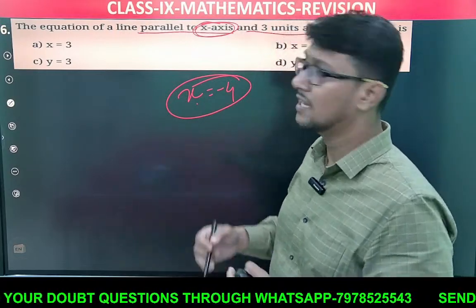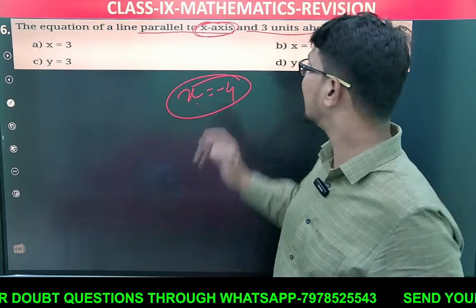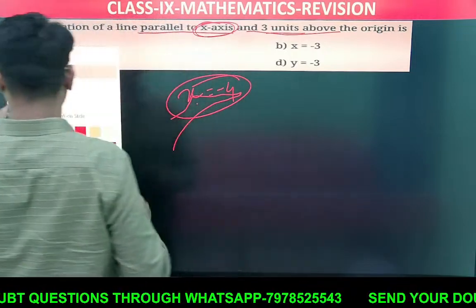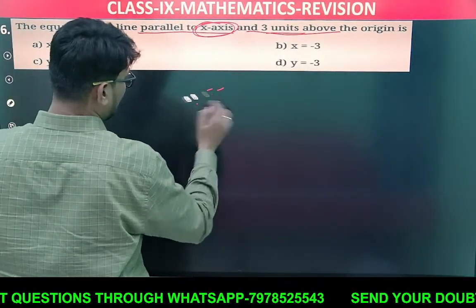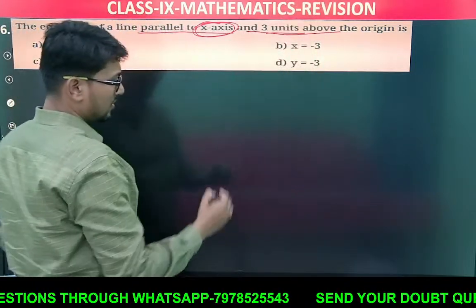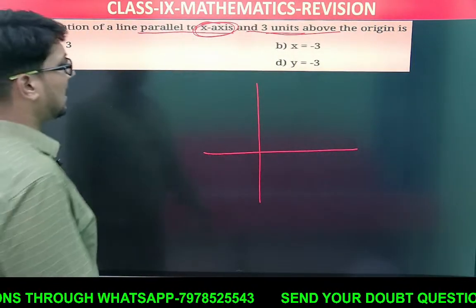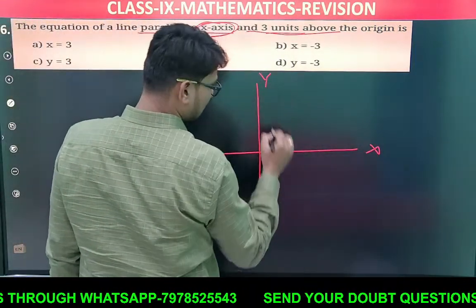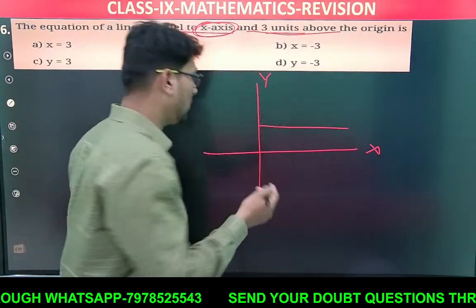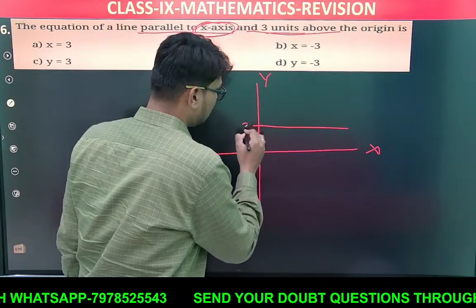X may vary, no matter, but y would be constant. That constant value is how much? 3. Why? Because the line is given 3 units above the origin. In the Cartesian plane, this is the x-axis, this is the y-axis. A line parallel to the x-axis and 3 units above. So this is the origin, and from the origin 3 units above means this is 3 units.